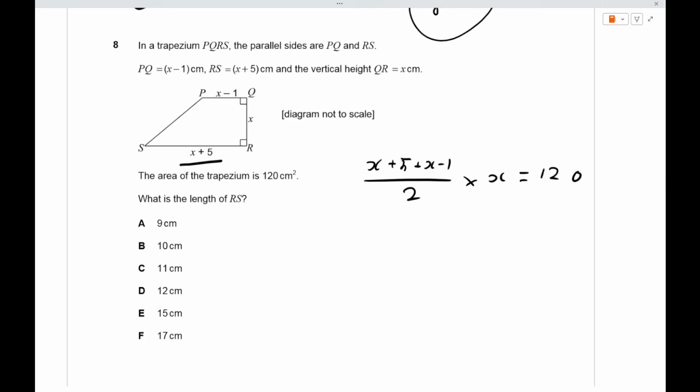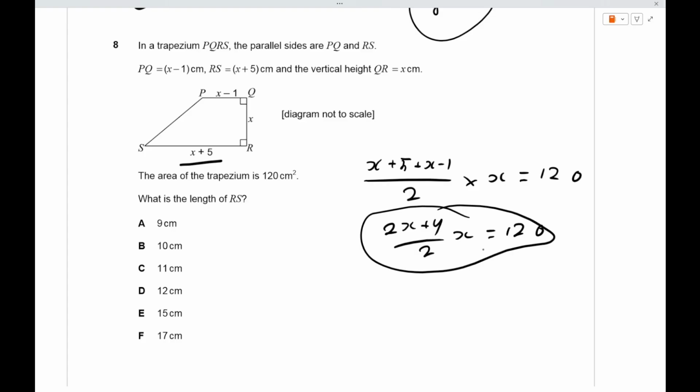Again, you wouldn't be writing this. You wouldn't be writing this. You would just add them directly, so you would know it is (2x plus 4) over 2 times x equals 120. This step, I think you should write. It makes it easier. But then really easy, you know that you can divide that by that and then times by that. So you have x squared. No, actually, it's better if you keep it like this. x plus 2x... equals 120.